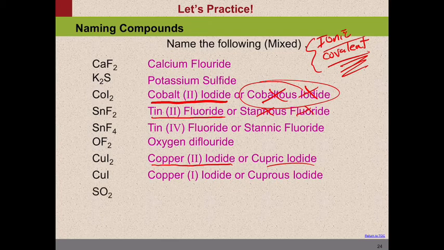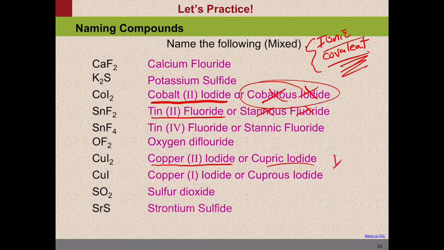Sulfur and oxygen, both nonmetals, so this will use covalent names. We will be using prefixes, and the answer is sulfur dioxide. Strontium and sulfide. Strontium is a metal, use ionic names, makes it super easy. Strontium sulfide, be really, really careful.